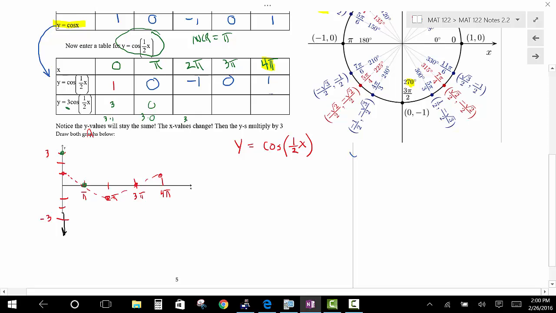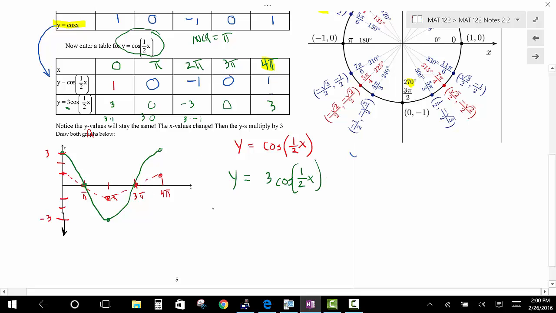Then this point, we're going to do 3 times -1 gives -3. So that means this point stretches down to -3. And then by the same logic, this is 0, and then this goes to 3. So your graph is going to end up looking like this. So this would be your final graph. So that is y equals 3 cosine of 1/2 x.